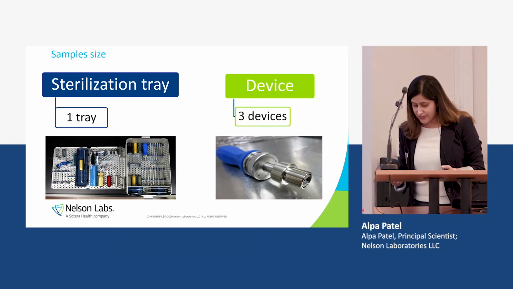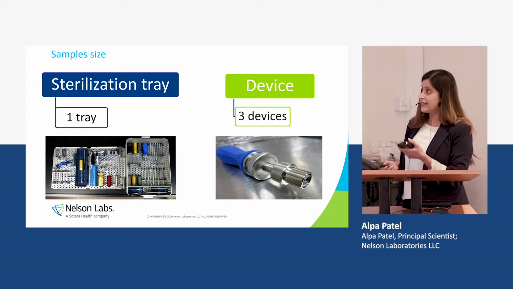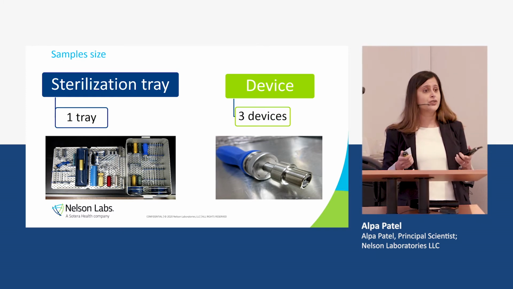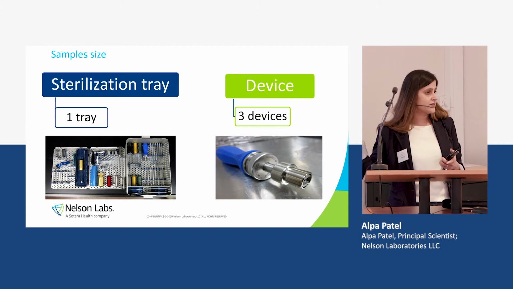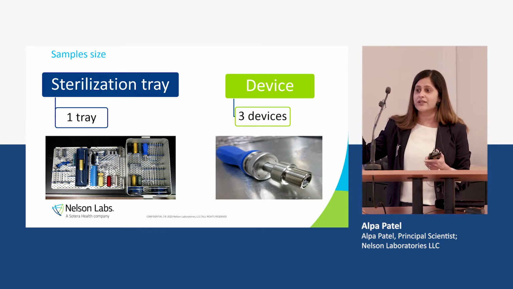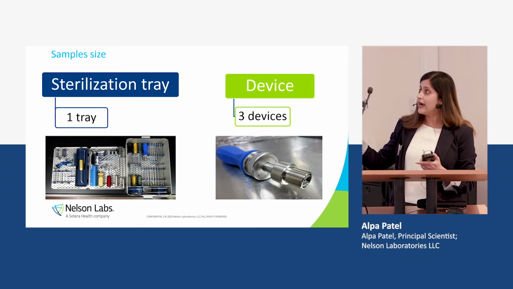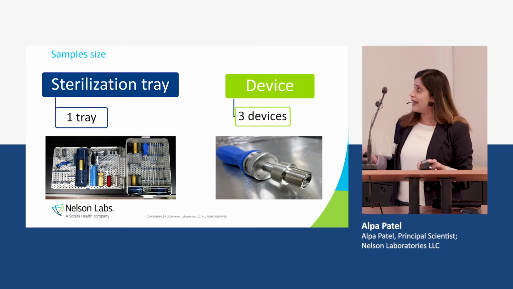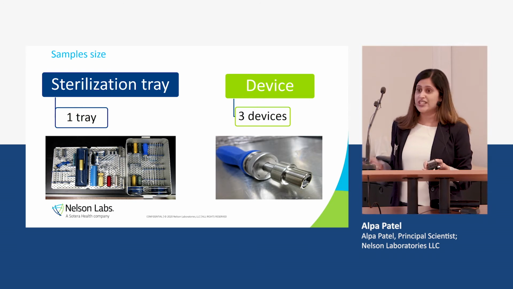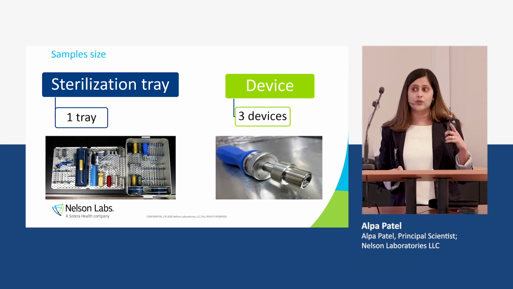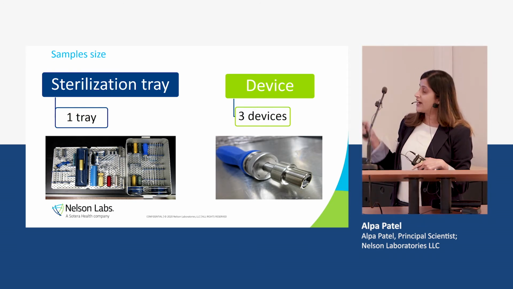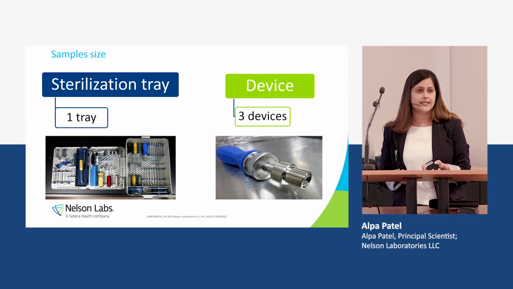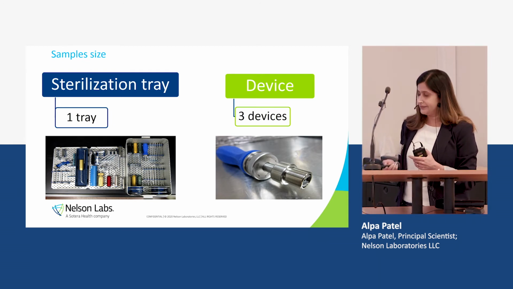Now, when it comes to sterilization, like Lisa said, for cleaning you can do family grouping, or pick a worst case instrument and do the validation. However, for steam sterilization, we will use the entire tray and validate. We just need one tray that we'll do 3 cycles with. And for devices, we would need at least 3 devices with the 3 cycles.